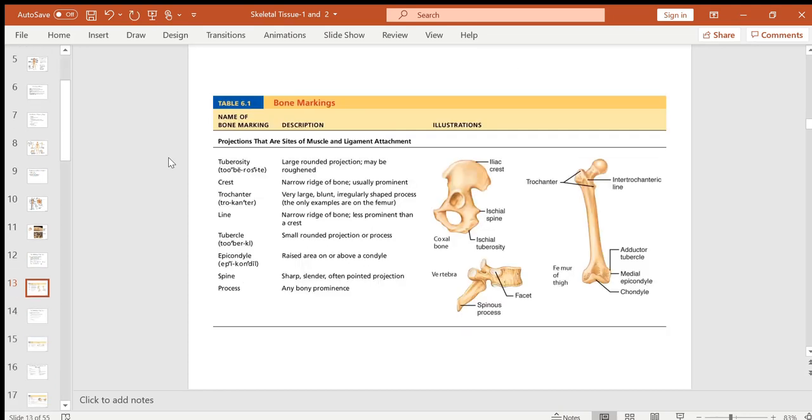Okay, so now quickly go over. You see here, this is a hip bone, and this top narrow area is called the crest, iliac crest. Trochanter, on the femur you have two irregular bony masses called trochanter. Okay, process, this is a vertebra and this is the spinous process. There are other processes too. Okay, and condyle, epicondyle sitting on the condyle.